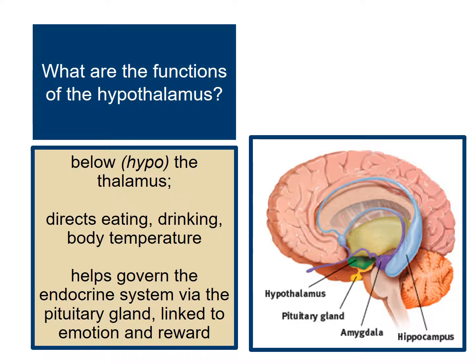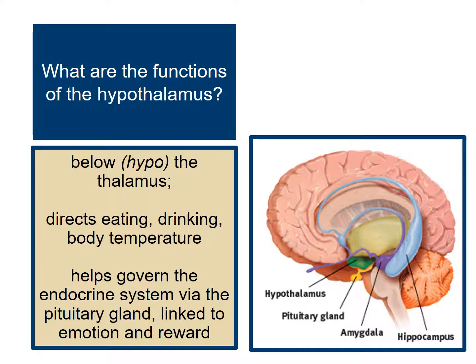Moving up to the hypothalamus. The hypothalamus is below the thalamus and directs eating, drinking, and body temperature, and helps govern the endocrine system via the pituitary gland, which is linked to emotion and reward. We talked about the pituitary gland as part of the endocrine system, and it is part of the brain, but it's also part of the endocrine system. It's that little yellow part in the brain diagram.